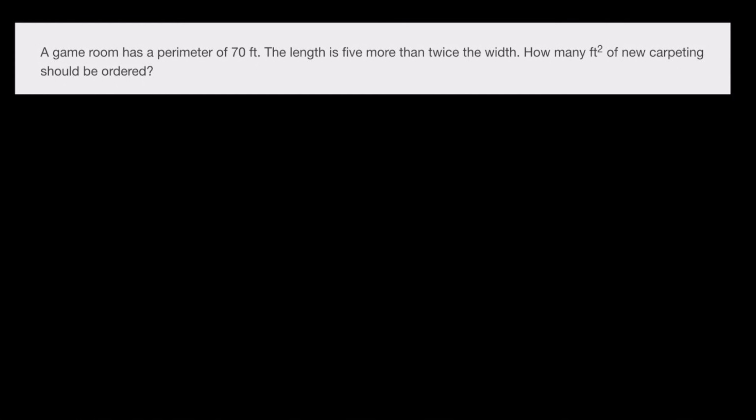So what is given here? So a game room has a perimeter of 70 feet. So again, this is the perimeter. The length is 5 more than twice the width. So L is 5 more than twice the width. Right? How many feet square of new carpeting should be ordered? So they're asking us to find the area. So we know that area is length times width. So use the hints and try to solve the problem. So pause the video here and try to solve this problem.